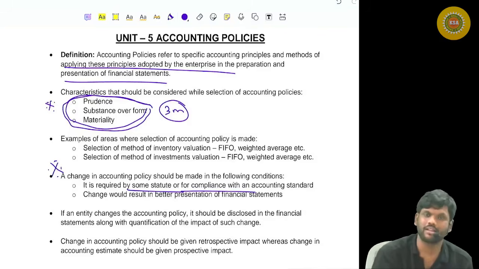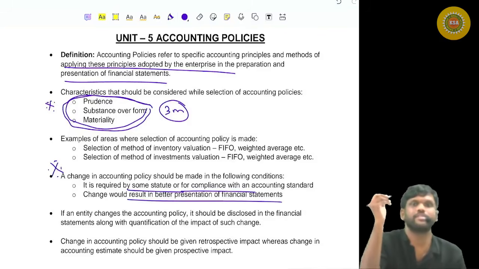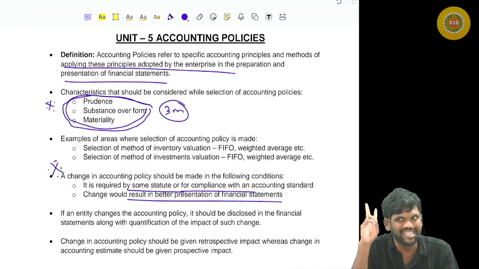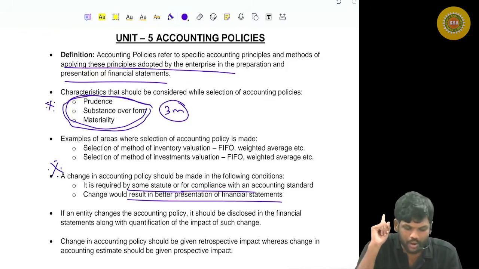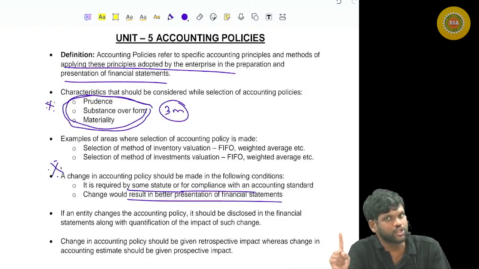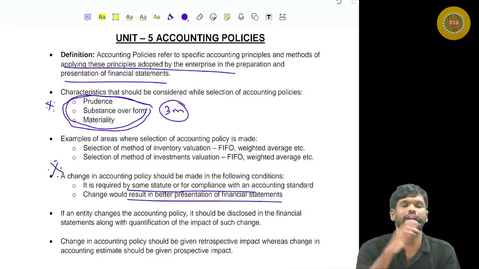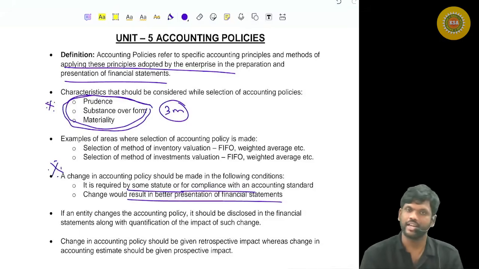But if you change on your own, it should result in better presentation. Remember, only in 2 situations accounting policy can be changed. Situation number 1, it is required by some statute or accounting standard. Situation number 2, if you are changing on your own, it should result in better presentation.